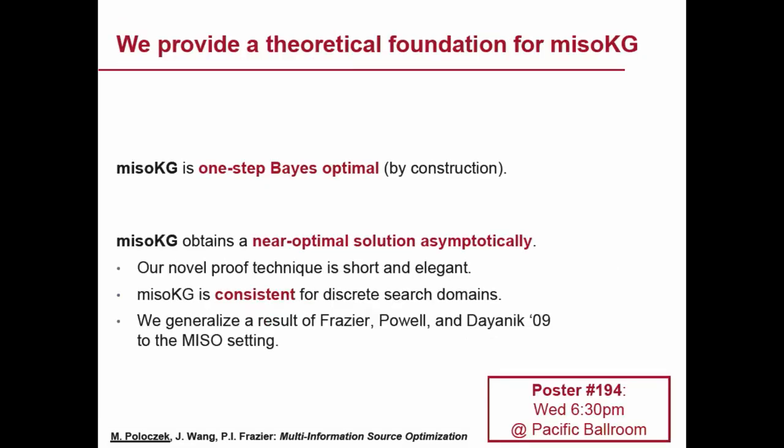In our paper, we also give a theoretical foundation for the MISO algorithm. We show that short term, for one decision, the MISO algorithm is optimal in the sense that it maximizes expected information gain per cost for each query. But also long term, we can show that our algorithm is guaranteed to be near optimal. Our proof technique is short and quite elegant, so it might be of independent interest for other algorithms as well. And we show that the MISO algorithm is consistent for discrete domains, which generalizes the result by Frazier and Powell to the MISO setting. Many thanks.